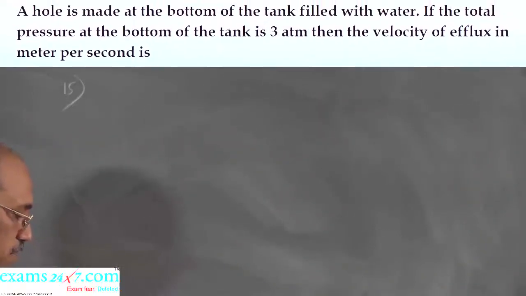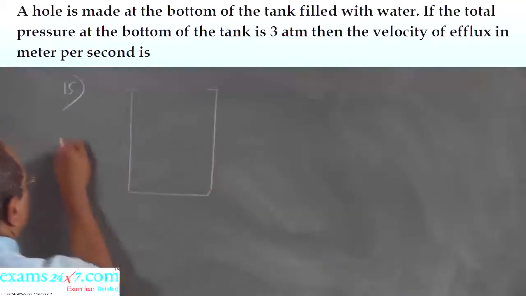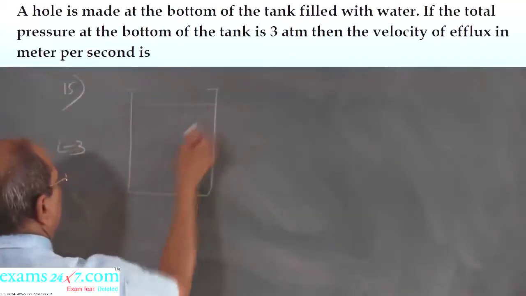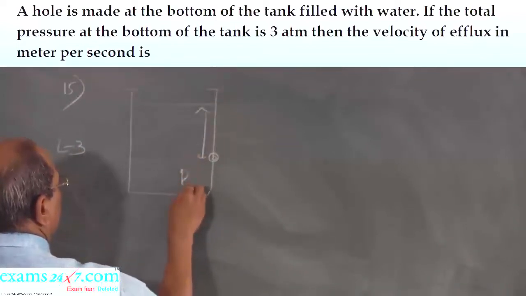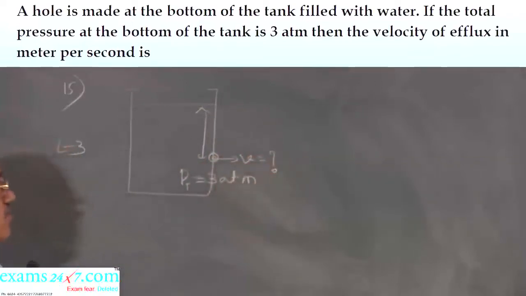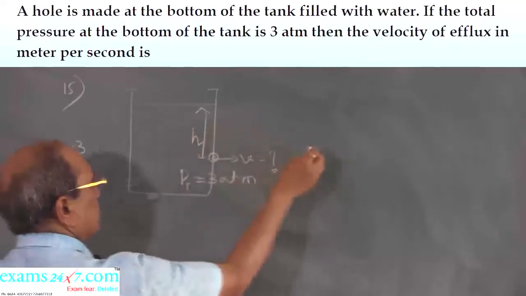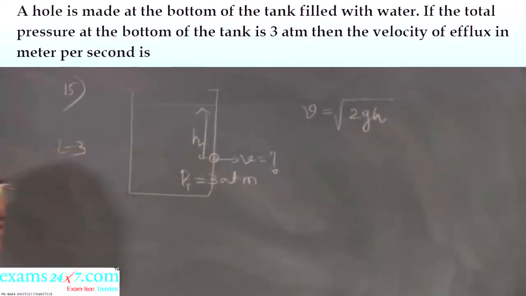A hole is made at the bottom of the tank filled with water. If the total pressure at the bottom of the tank is 3 atmospheric pressure, then the velocity of efflux in meter per second is. There is a tank; this is a level 3 question. At what depth is it? Total pressure here is 3 atmosphere. What is the velocity of efflux? If this is h, velocity of efflux is root 2gh. If you calculate h, your answer is over.